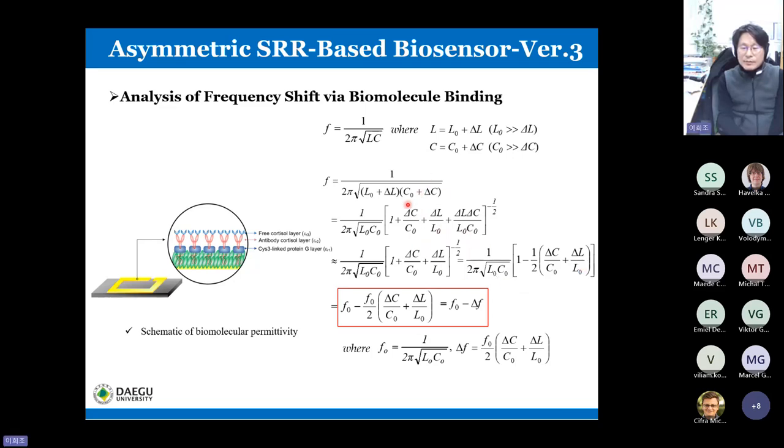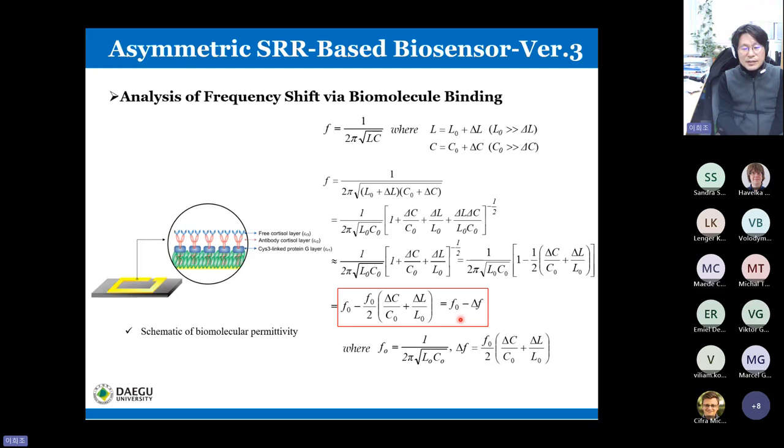Assuming biomolecular binding can be regarded as a small LC perturbation in the LC circuit formula, the resonance frequency behavior is analyzed using Taylor approximations. As a result, we prove that resonance frequencies are shifted toward the lower frequency region with increasing biomolecular bindings. So, F0 indicated the bare spring resonator resonant frequency. Delta F is the difference frequency, which is equal to these terms.